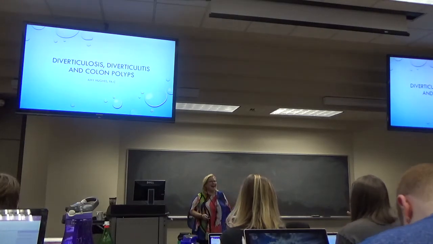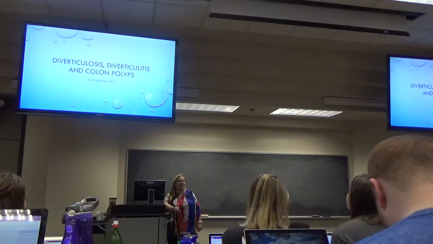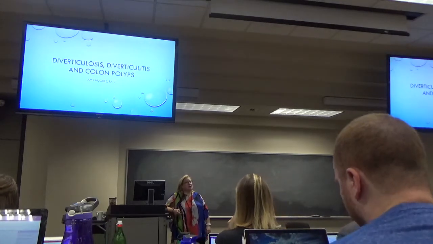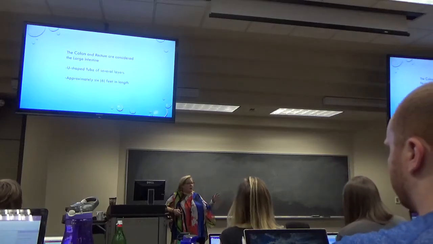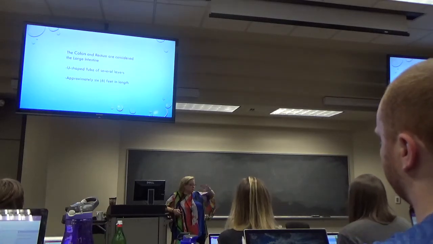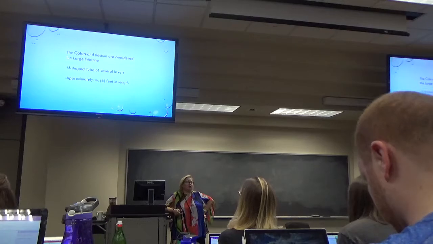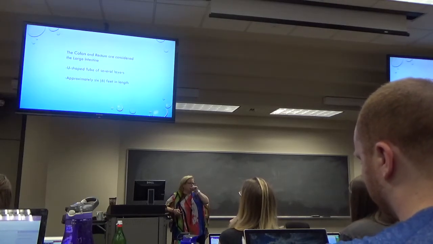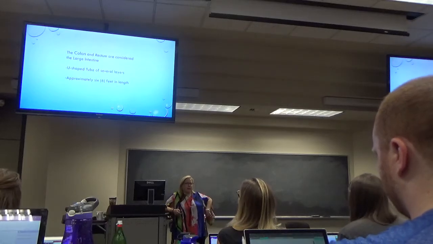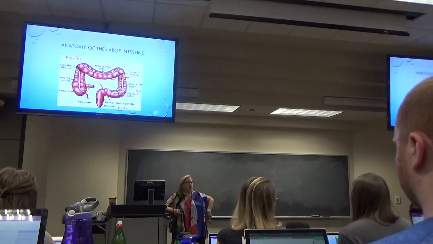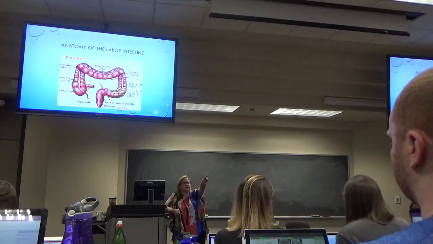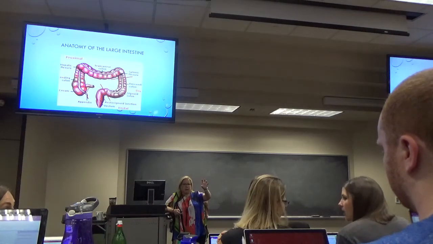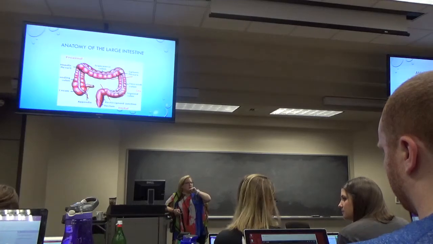All right, so we're going to talk today about diverticulosis, diverticulitis, and colon polyps. Again, pretty easy stuff. We'll just do a kind of anatomy review. The colon and the rectum are considered part of the large intestine, about 6 feet in length, kind of an upside down U. It starts at the cecum, which is kind of this pouch, the beginning of the large bowel.